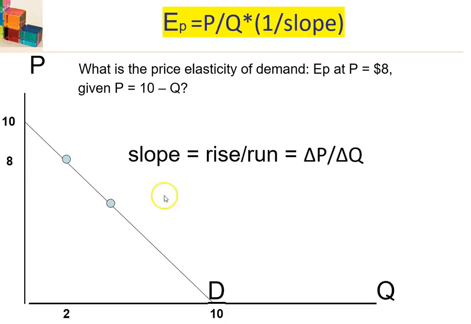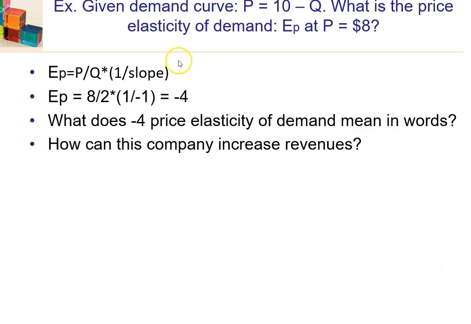So the next page. So here's the slope, change in P over change in Q of this demand curve. And we're now asked to solve for the price elasticity of demand, or EP, for this demand equation, P equals 10 minus Q, at a price of 8. So at this price of 8, what is the price elasticity of demand? Well, if you put in 8 for our price, what quantity corresponds to that price of 8? And that's 2.